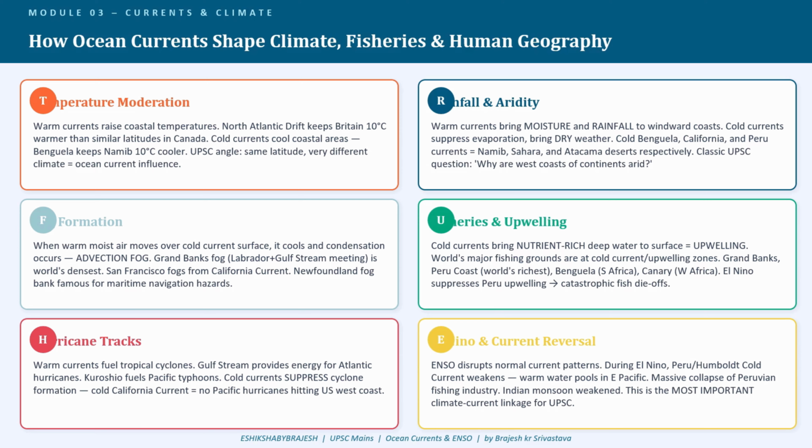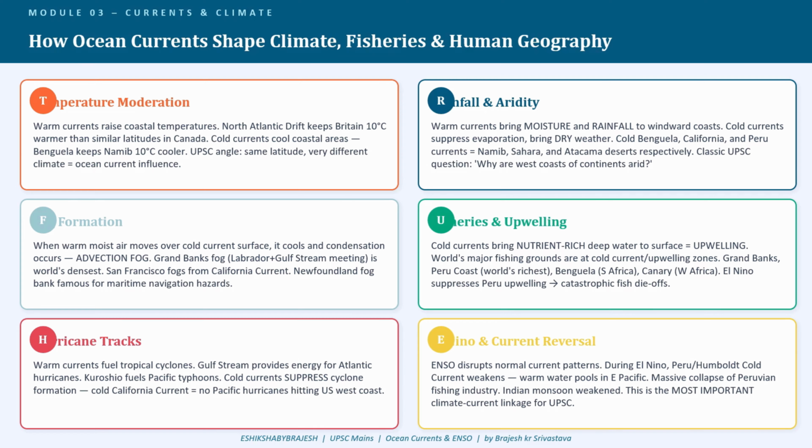The North Atlantic Drift keeps Britain and Norway dramatically warmer than the same latitudes in Canada. Cold currents lower temperatures. The Benguela Current keeps Namibia's coast 10 degrees cooler than it would otherwise be. The UPSC exam regularly asks, why does Western Europe have a milder climate than Eastern Canada at the same latitude? The answer is the warm North Atlantic Drift.